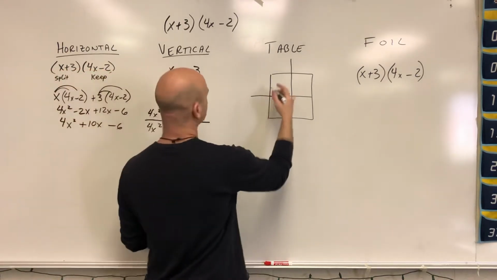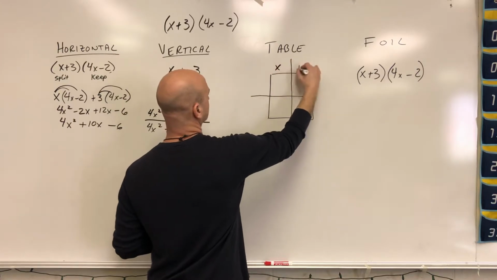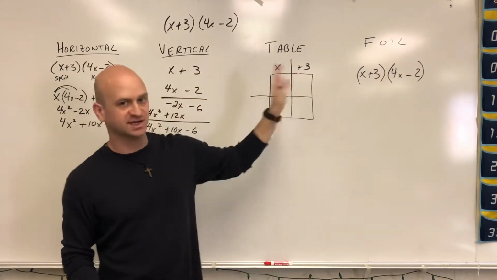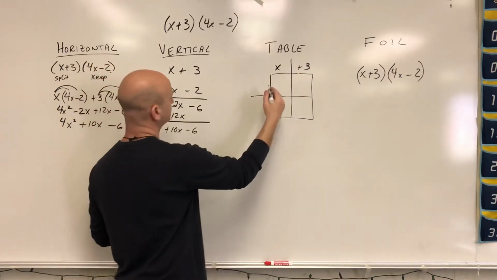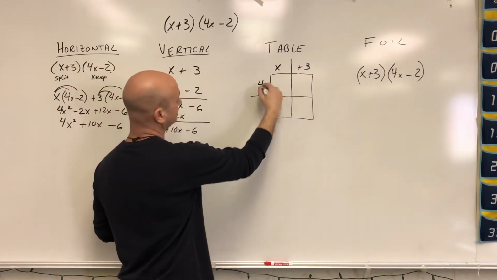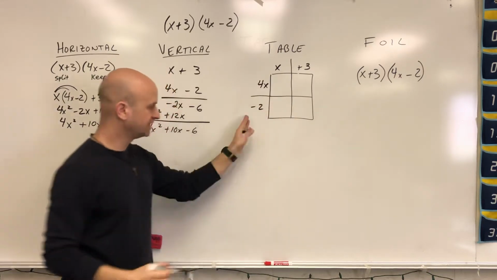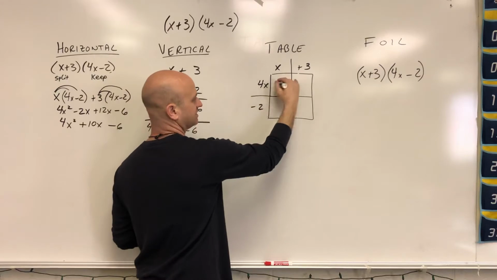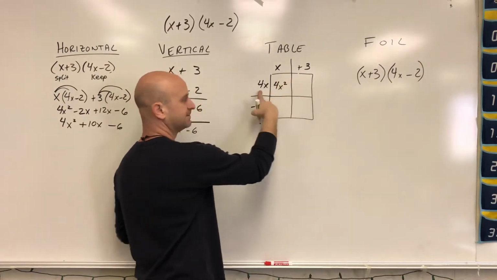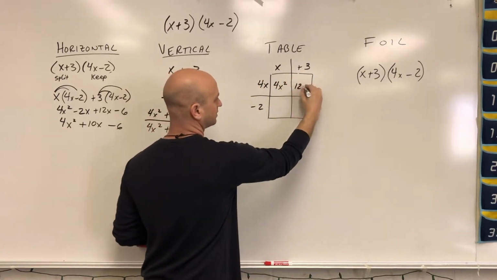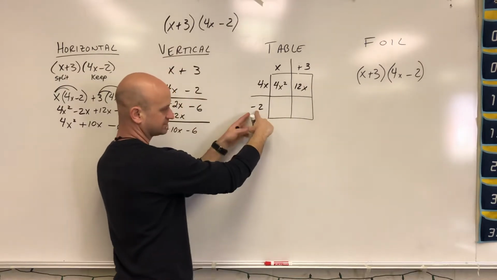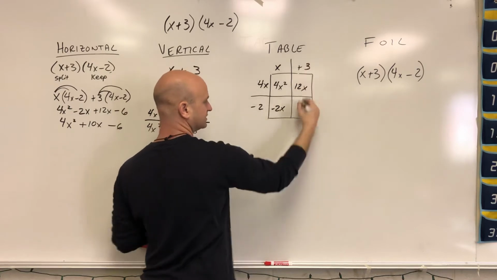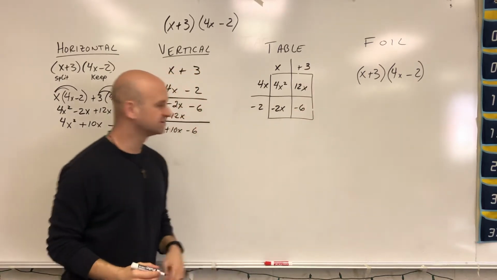All right, for table, what we're going to do is take one term and split it up on top, and make sure the sign of the second goes with that particular term. So here we have 4x, and then the minus 2, the negative goes with the 2 in this case. So now we do 4x times x, which gives us 4x squared. 4x times 3 gives us 12x. Now the next box, we get negative 2 times x is negative 2x. Negative 2 times positive 3 is a negative 6.